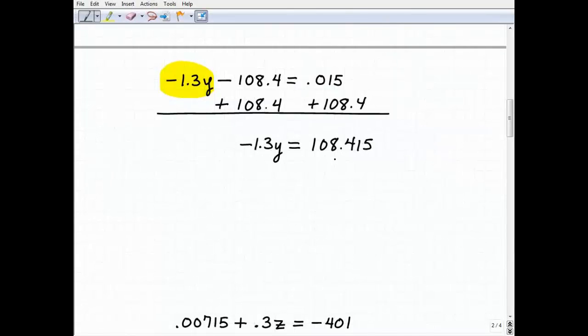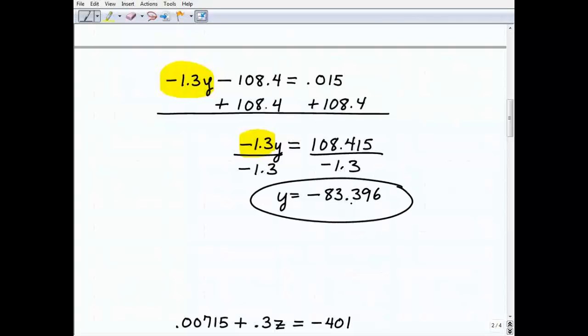We took our first step, so our second step is solving for y by dividing both sides of the equation by negative 1.3. After we do that, we will get the solution. So 108.415 divided by negative 1.3 is going to be equal to negative 83.396, let's call it 396.